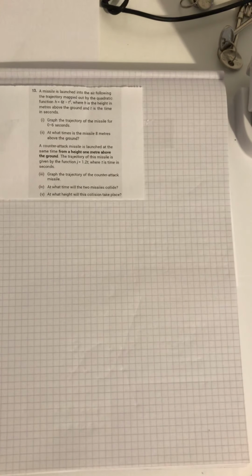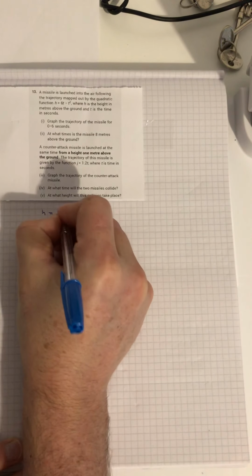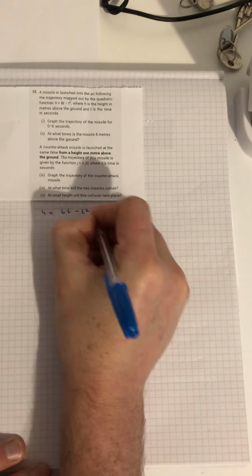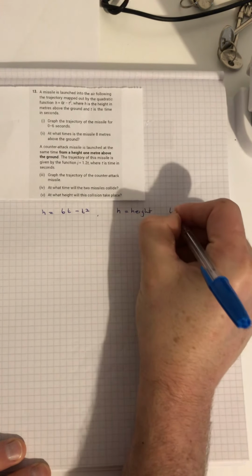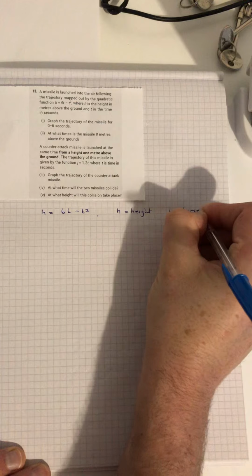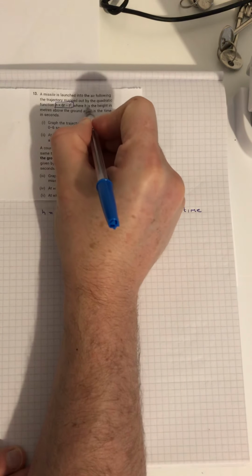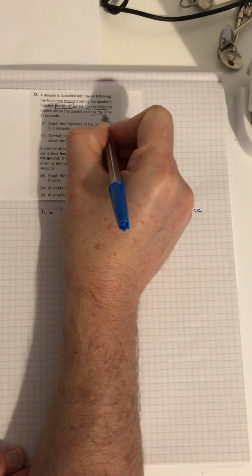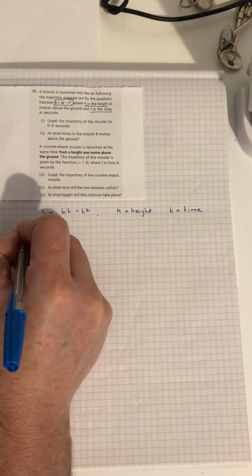And question 13, here you have a missile launcher. The function is h equal to 6t minus t squared, where h is the height and t is the time. So that is our function. We want to draw a graph from 0 to 6.